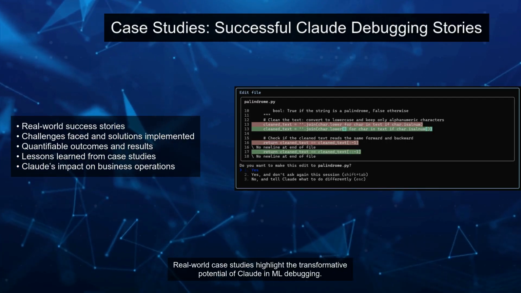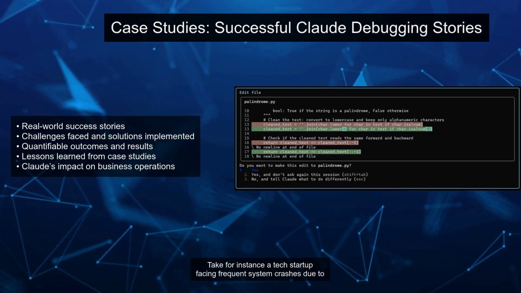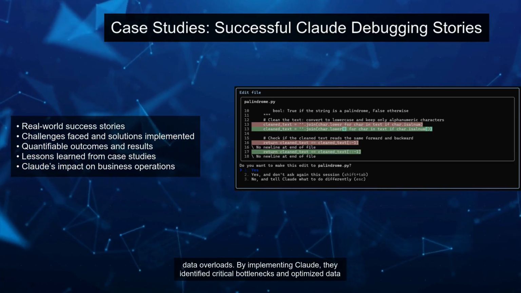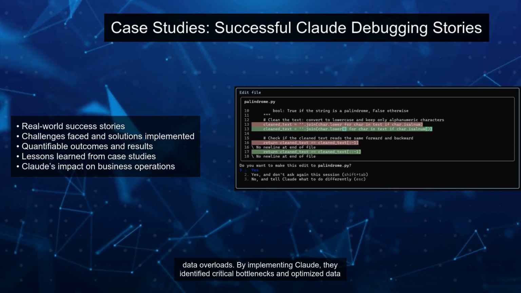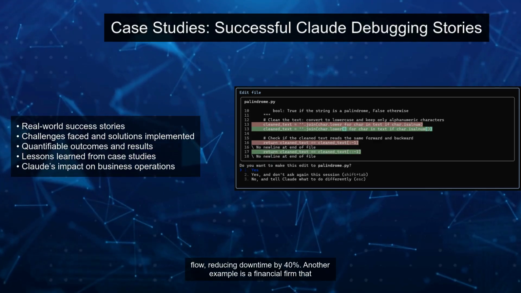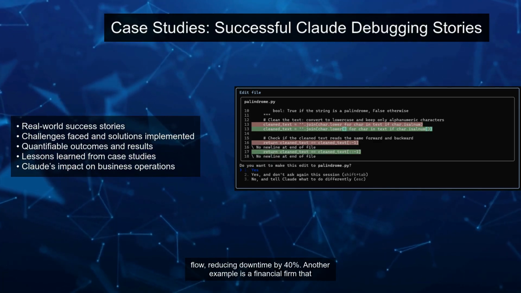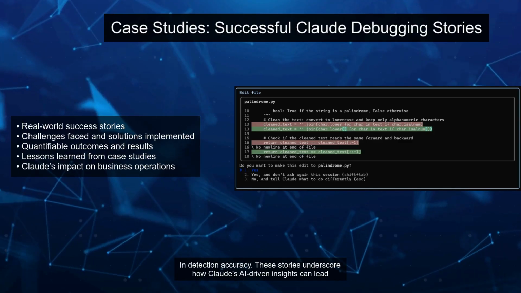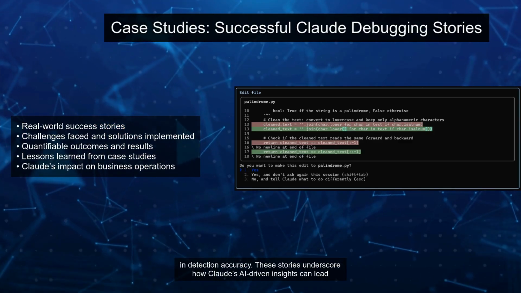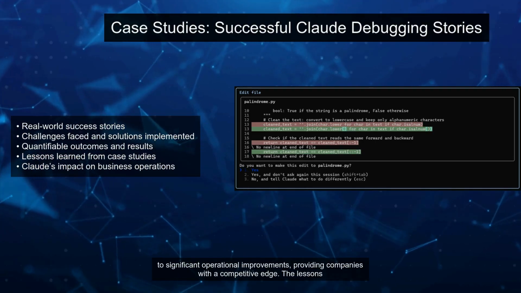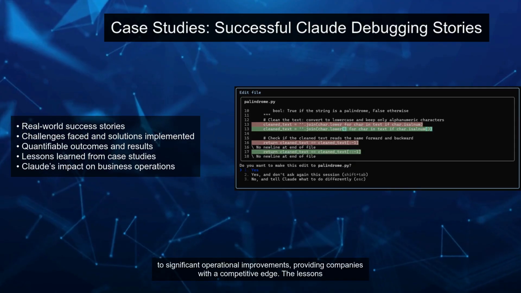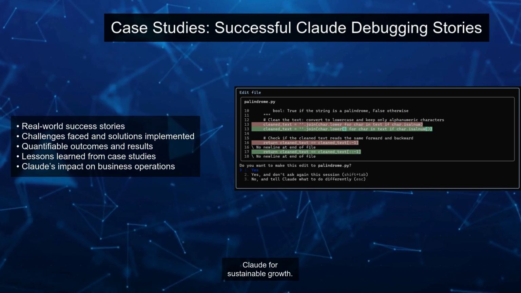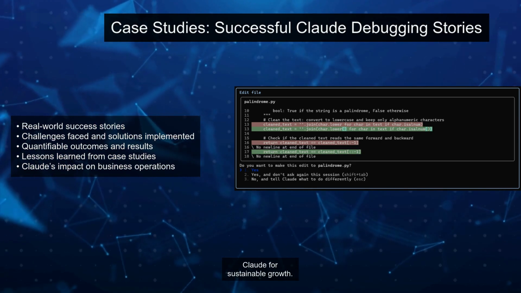Real-world case studies highlight the transformative potential of Claude in ML debugging. Take for instance a tech startup facing frequent system crashes due to data overloads. By implementing Claude, they identified critical bottlenecks and optimized data flow, reducing downtime by 40%. Another example is a financial firm that used Claude to enhance fraud detection algorithms, resulting in a 30% increase in detection accuracy. These stories underscore how Claude's AI-driven insights can lead to significant operational improvements, providing companies with a competitive edge. The lessons learned from these studies emphasize the importance of integrating advanced tools like Claude for sustainable growth.